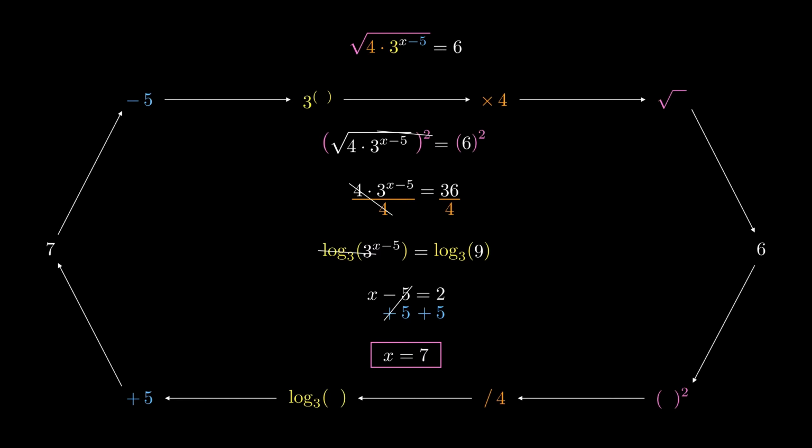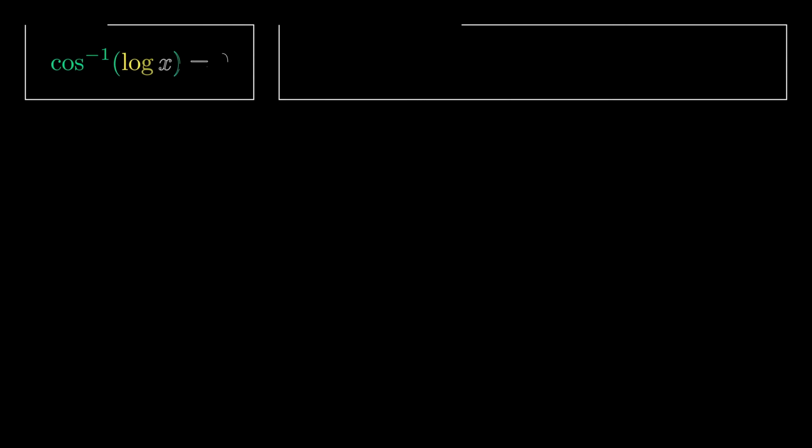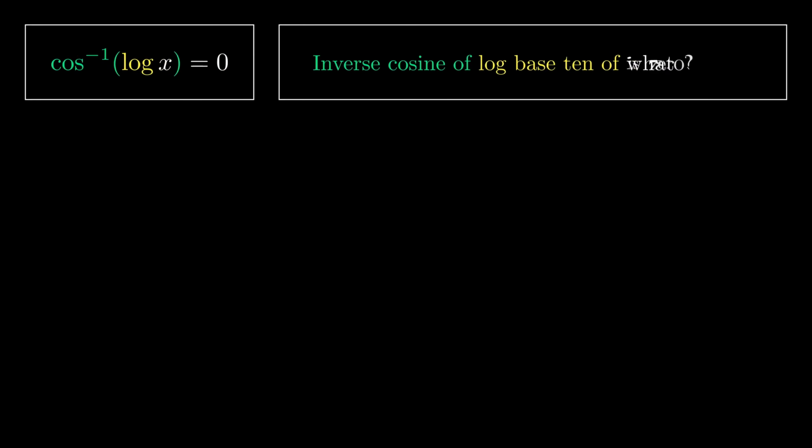Keep studying this. As promised, there is one more example in this video with a trigonometric function. It's just a 2-stepper. Stick around and see if you can figure it out. Last example, example 15 here, we have an inverse cosine with a logarithm inside. So as a question, this is asking, inverse cosine of log base 10 of what is 0?